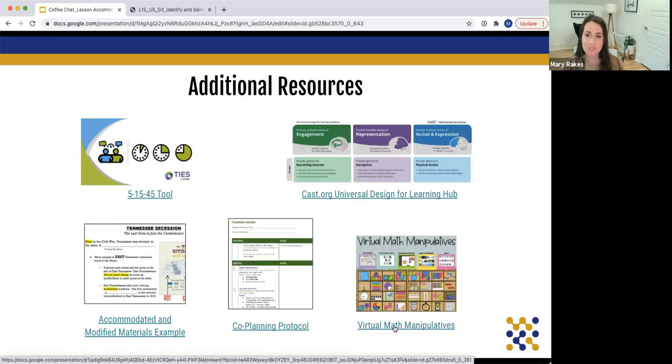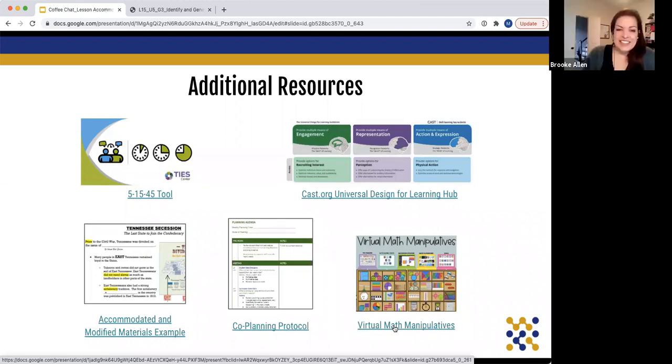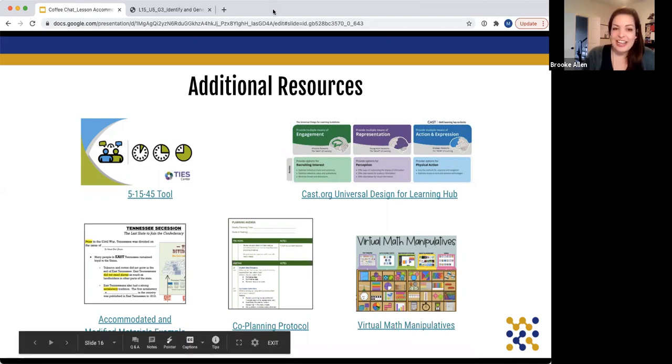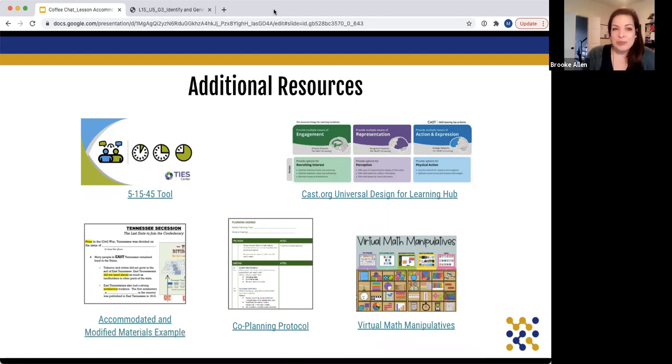And then we've got some additional resources here. And I think, Brooke, do you want to jump in and talk about some of these too? Yeah, so on the top left, the 5, 15, 45 tool is if you have 5 minutes or 15 minutes or 45 minutes to plan with your co-teacher, this gives you an agenda. It also provides a script, like an example of that kind of conversation. So that we found is a really useful tool.